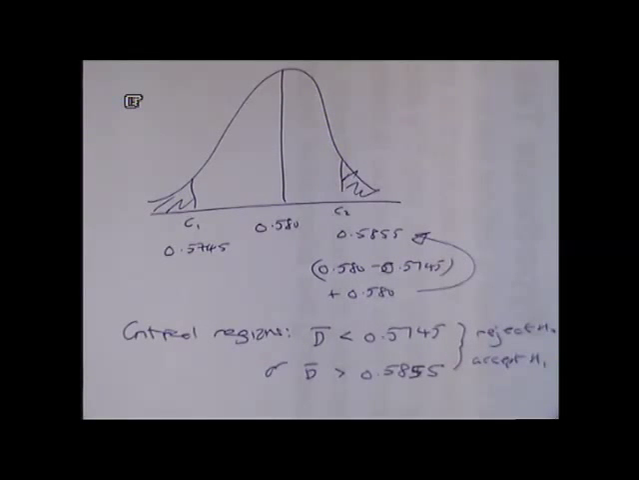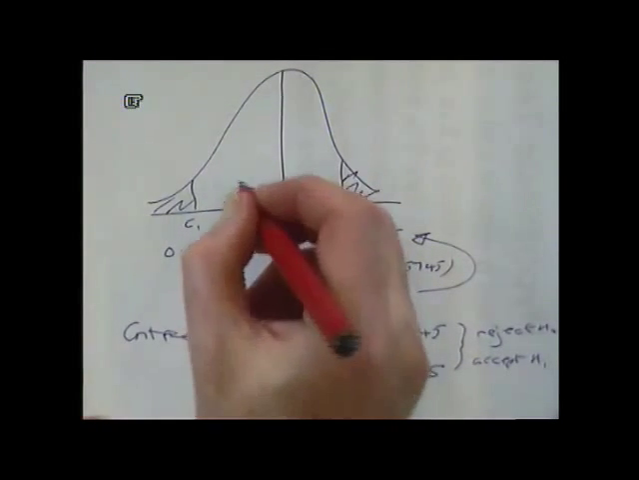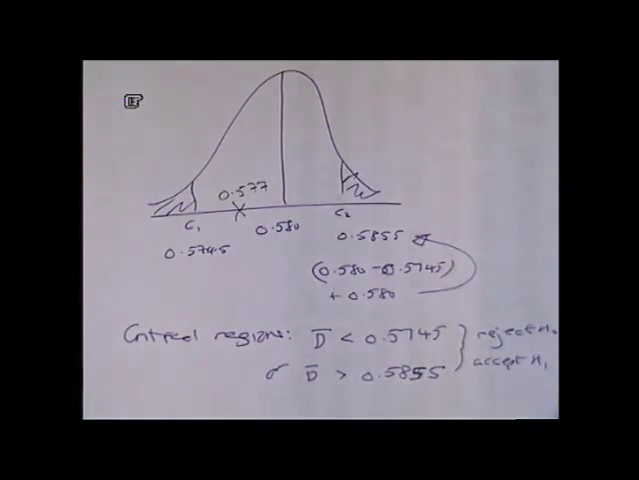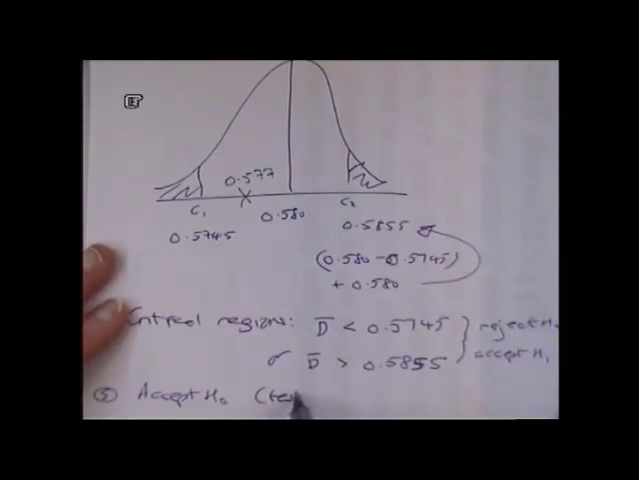It was given to us. What was the test statistic? 0.577. The test statistic we were told is 0.577, which is not in the tail. So we will not reject H0, we will accept H0. So step 5, the decision: we will accept H0 because our test statistic, D bar, which was 0.577, was not in a critical region, in either tail.